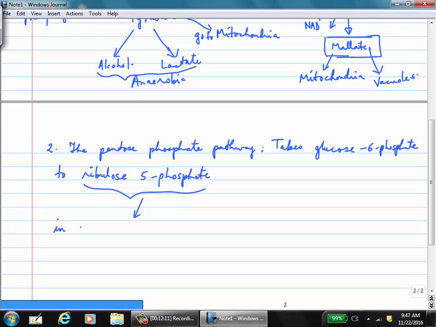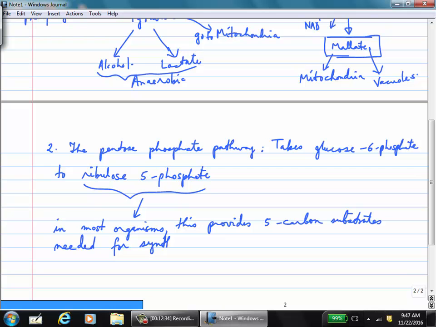So in most organisms, this provides 5-carbon substrates needed for synthesis of ribose, deoxyribose. In plants, however, the ribose and deoxyribose are obtained by a different mechanism that is not fully understood as yet. Okay.